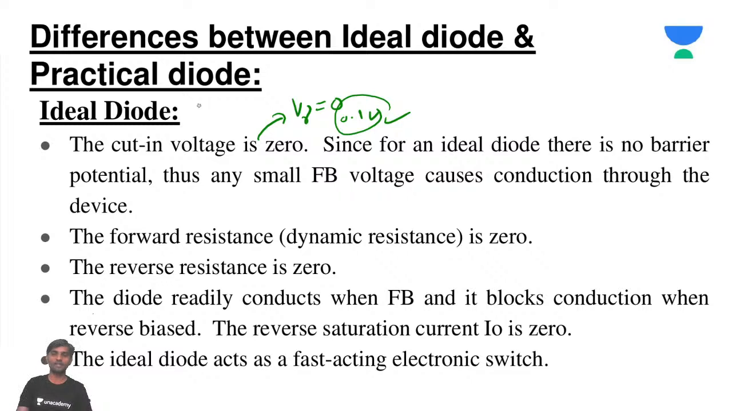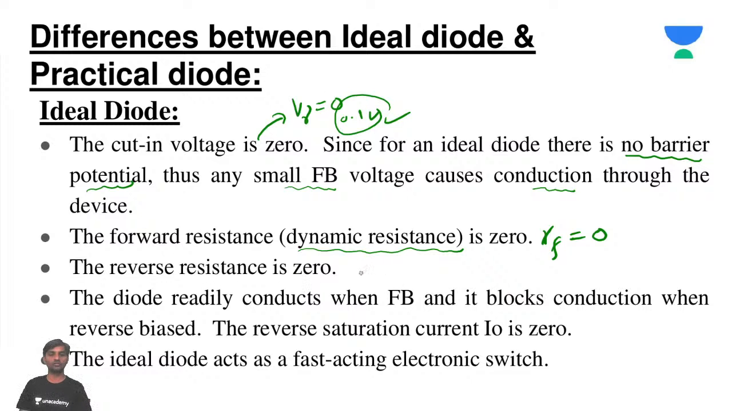As there is no barrier potential for an ideal diode, even for any small forward bias voltage, conduction should start. And then the dynamic forward resistance should also be 0. What is dynamic forward resistance? RF should be 0. The cut-in voltage should be 0.